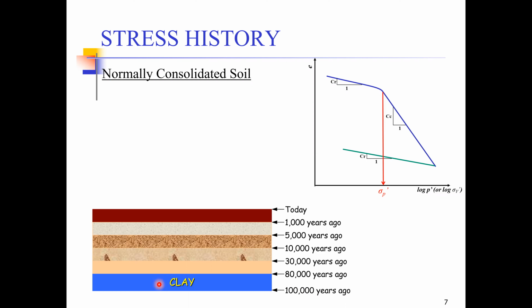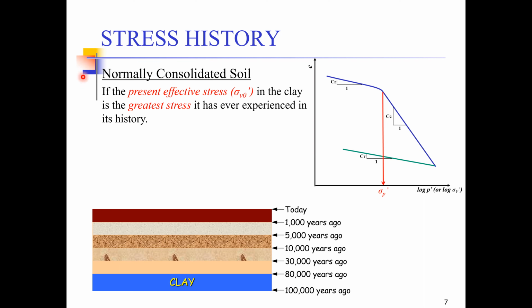So talking about this clay layer, if I ask you about the current overburden pressure on this clay layer, was the clay layer ever induced to a higher pressure than the current pressure? So your answer would be no. This is the maximum pressure that has ever been imposed on the soil. Such a soil in which the current state of pressure is the maximum pressure that the soil has ever experienced in its entire history is known as a normally consolidated soil.